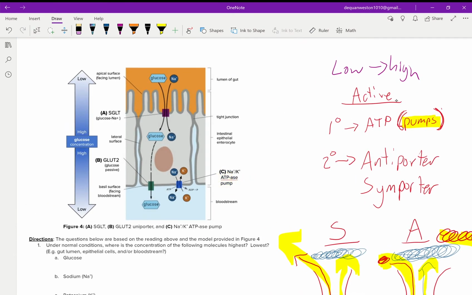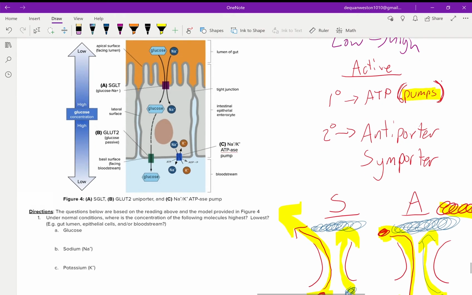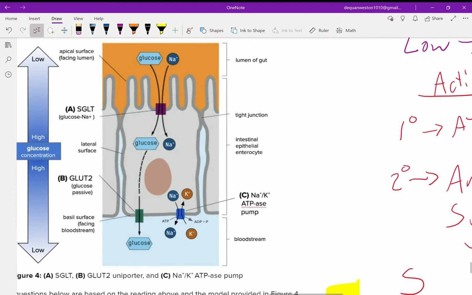All right, so now that we know our active and diffusion, we're going to go over here and solve this problem. Let's zoom in some. So we know glucose is high in the middle. And we can also tell, even if this wasn't here, that glucose is high in the middle because this is a glucose passive transporter. So glucose coming through here is going to go from high to low. Because this arrow is going this way, we know that this is high and this is low.